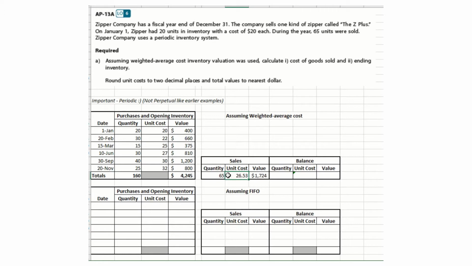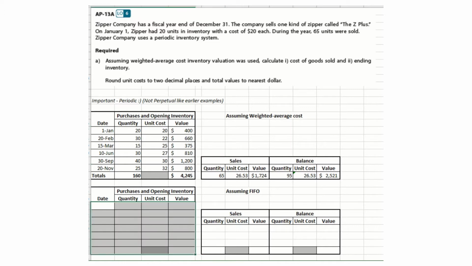The average cost is determined by taking the value of inventory divided by the quantity of that inventory, for a total unit cost of $26.53. Giving a total value of their COGS, their cost of goods sold, being $1,724. This would then leave a balance of 95 units for a value of $2,521.